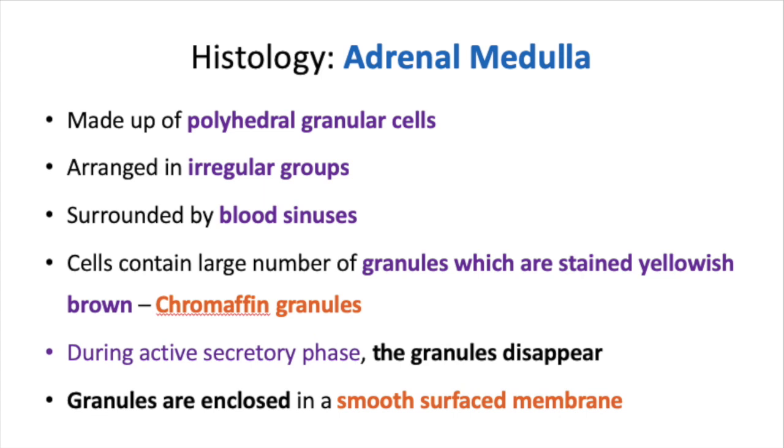Now about the histology of adrenal medulla. It is made up of polyhedral granular cells that are arranged in irregular groups and also surrounded by blood sinuses. Cells contain large number of granules which are stained yellowish brown and are known as chromaffin granules. During active secretory phase, the granules disappear, and these granules are enclosed in a smooth surfaced membrane.